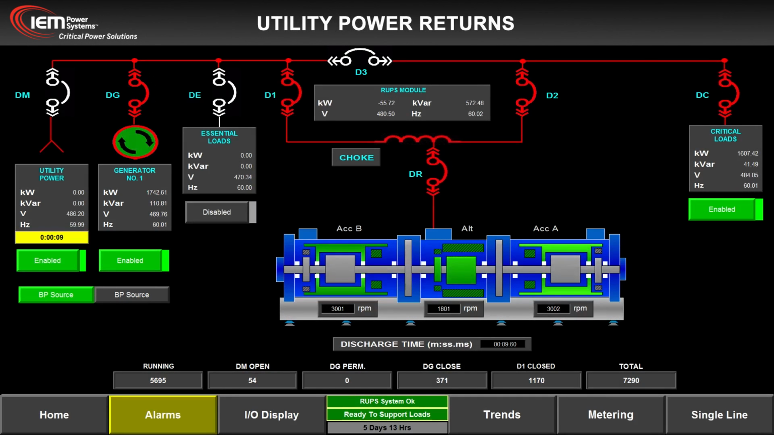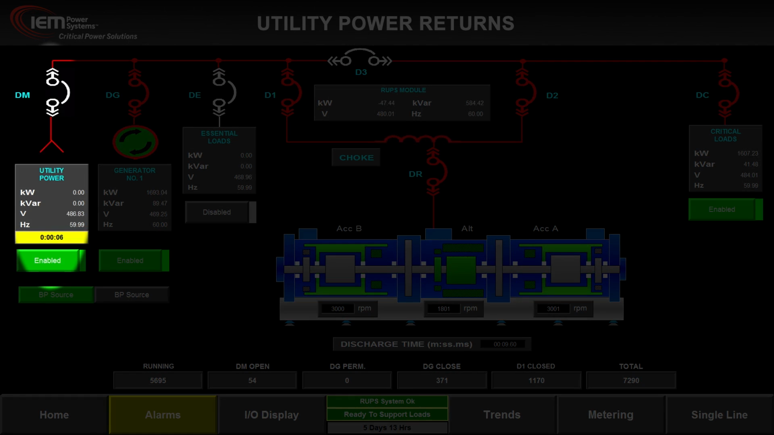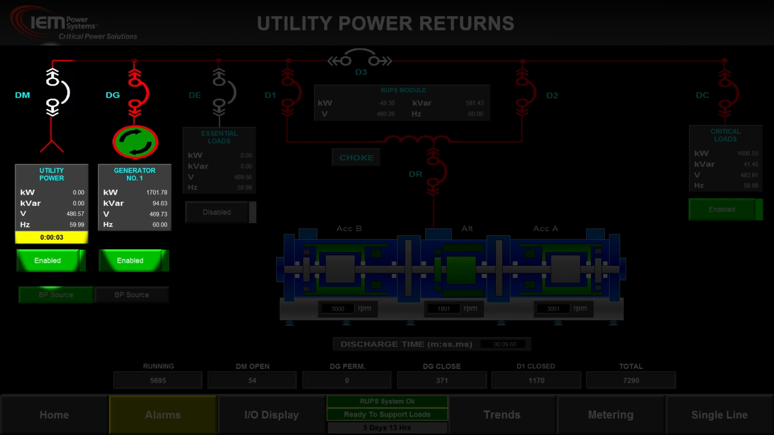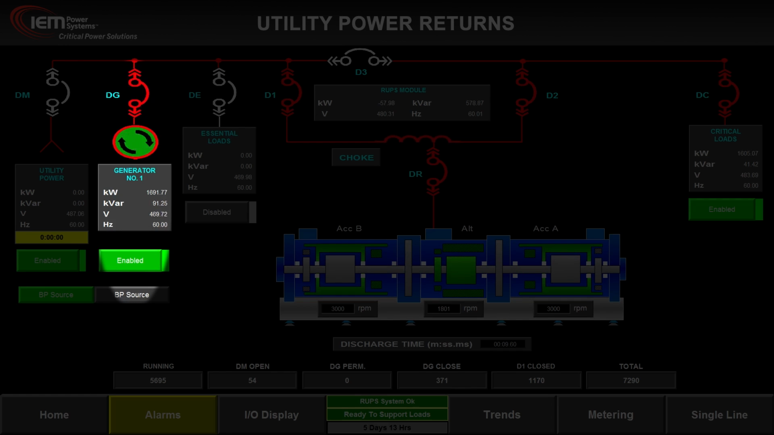Utility power returns. Utility power has returned and voltage and frequency are normal. Utility breaker DM remains open, and once a stable utility is established over a timed period, the diesel generator synchronizes to the utility. The diesel genset still provides conditioned power to the critical load via the UPS choke.